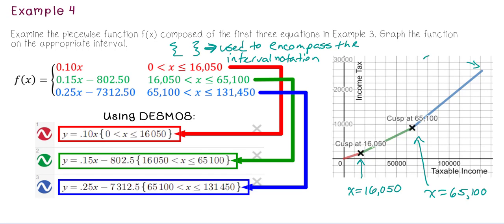this one would occur when x equals 131,450. So it's very easy to see that as your income increases, the percent that they're charging you tax also increases.